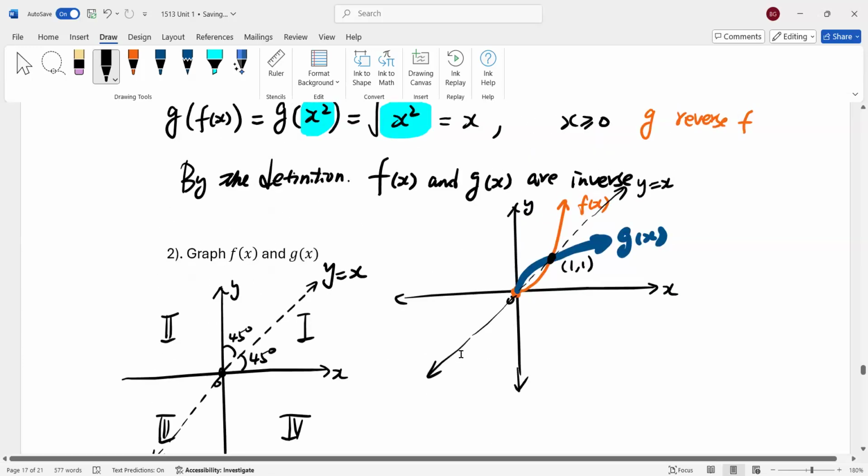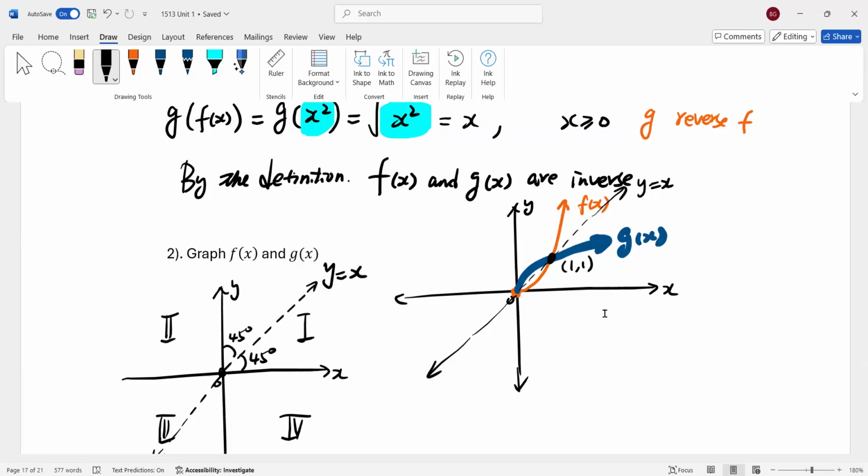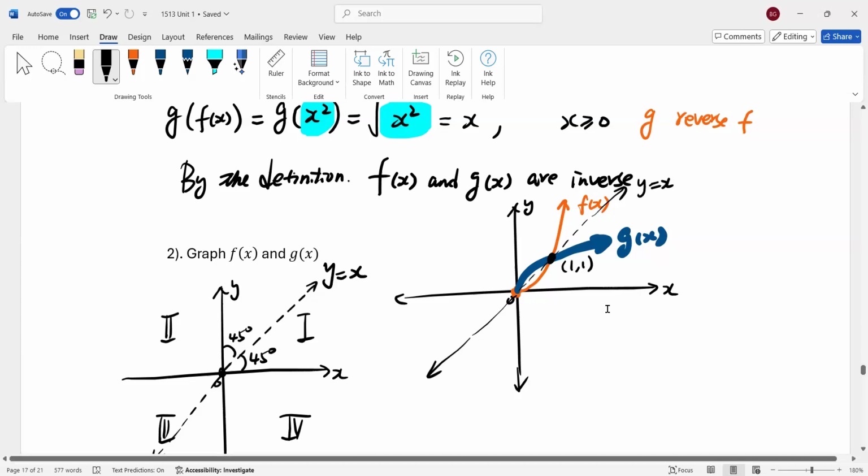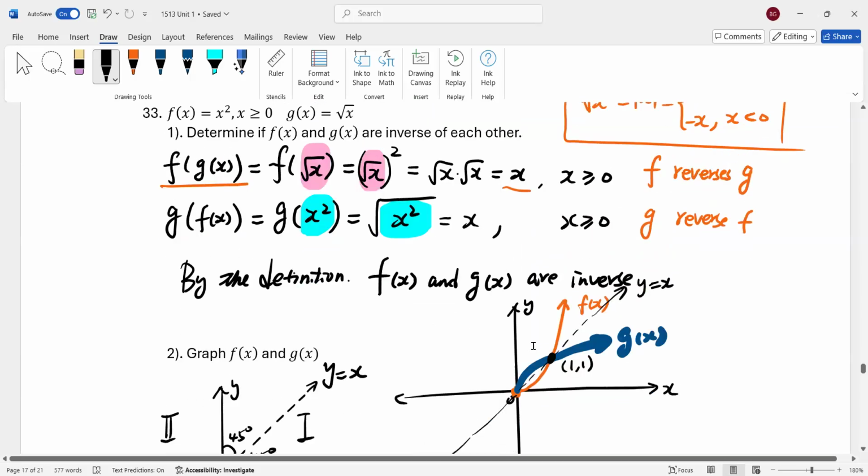And we can look at the graph again. If you turn your head 45 degrees to the right, and still look at the screen, you will see that if you see the dashed line as the mirror, then f mirrors g, g mirrors f. Or if you flip f over the dashed line, you would have g. If you flip g over the dashed line, you have f. All right, guys, do you have any questions?